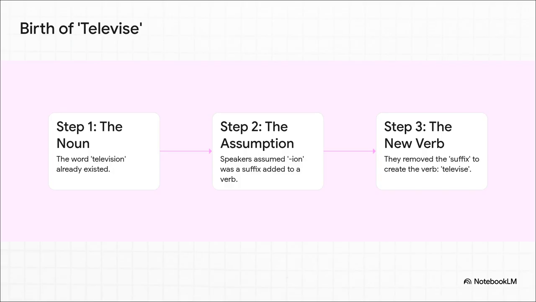The noun television actually came first. So people saw that ion ending and they figured, hey, that's like creation coming from create. So they just worked backwards. They chopped off the suffix and poof, a brand new verb, televise, was born. Language literally created a new word from a logical mistake.